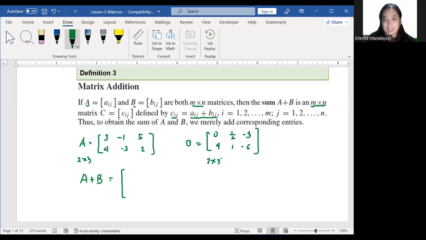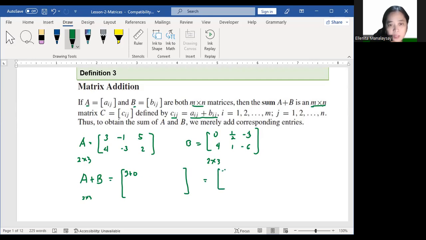Okay? So, pwede nating i-add. And we are expecting the sum to be a 2 by 3 matrix as well. So, the sum is a 2 by 3 matrix. And how do we get the sum? So, this definition tells us that to get the sum, all we need to do is to add the corresponding entries. So that is 3 plus 0, the corresponding entries in the first row, first column.